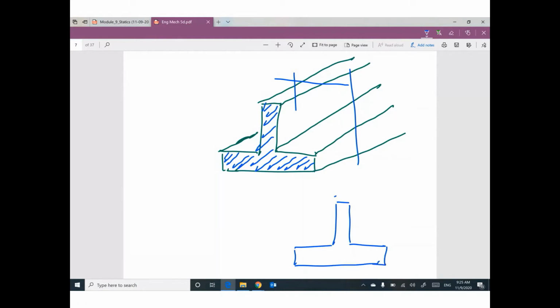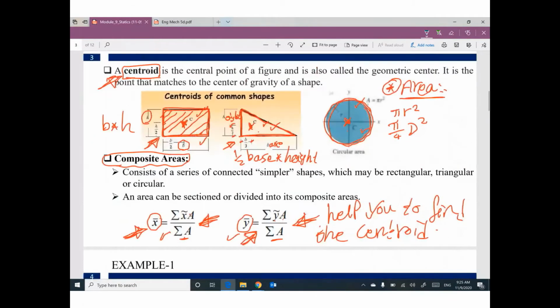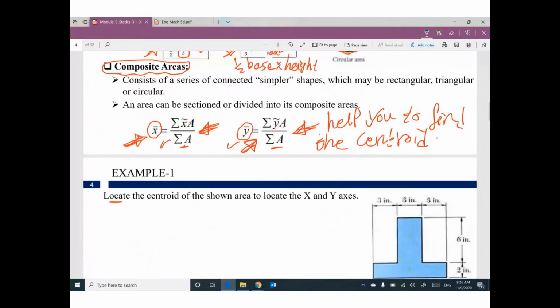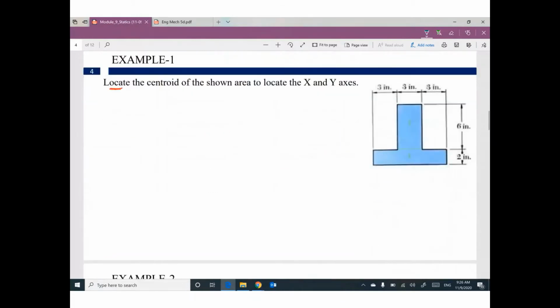The first property I'm looking for: where is the centroid? Because this shape as a whole is not a rectangle, to say the centroid is at the midpoint or the middle. This shape as a whole does not look like a right angle triangle. It's not like a circle. So I need to figure out where the centroid is. I'm gonna use this expression and this expression to figure it out. We have some steps.